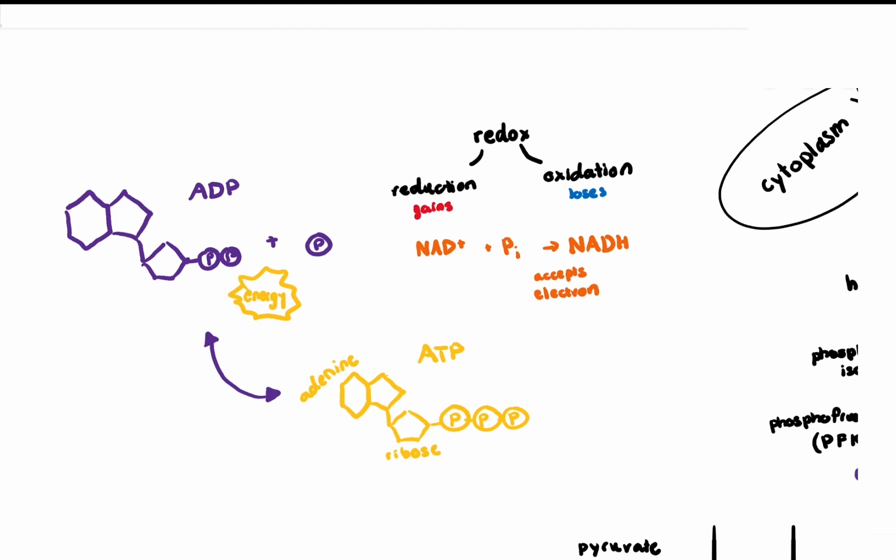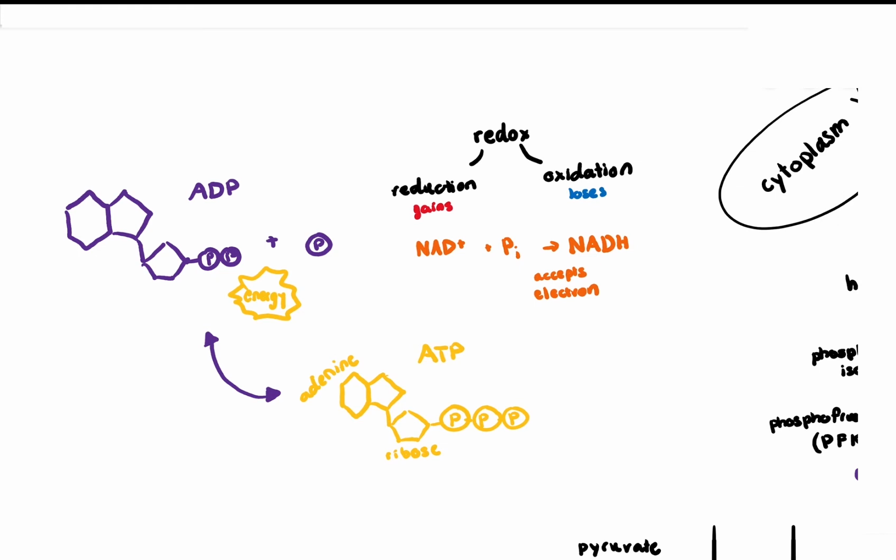The first is your redox reaction, and it's split up into reduction and oxidation. So reduction means you gain electrons, while oxidation means you lose electrons. And the reason why gains is in red and loses is in blue is because your molecule becomes more positive when it loses your electron, and your molecule becomes more negative when it gains your electron.